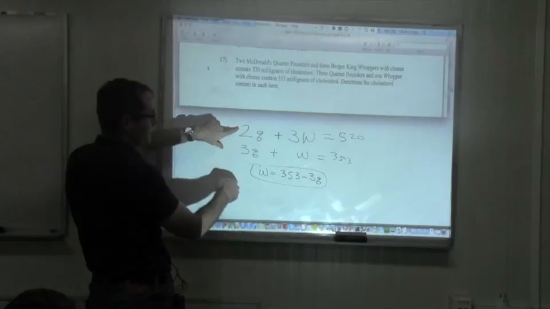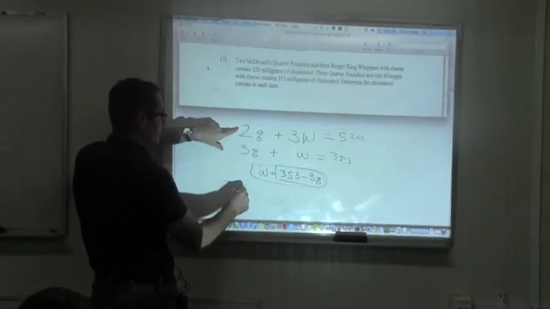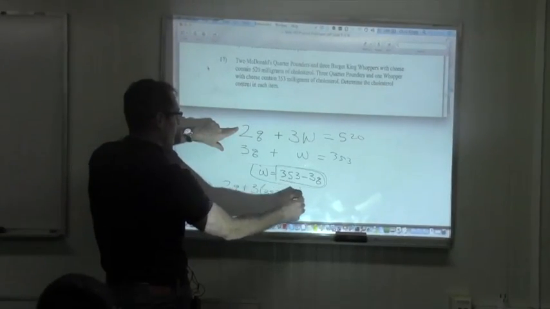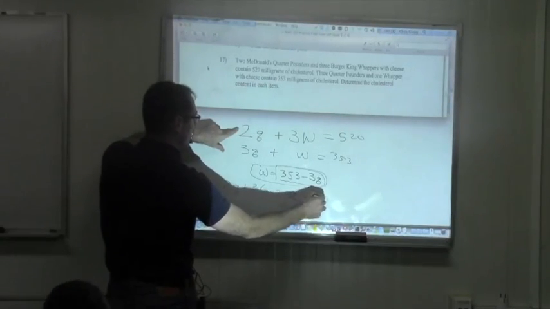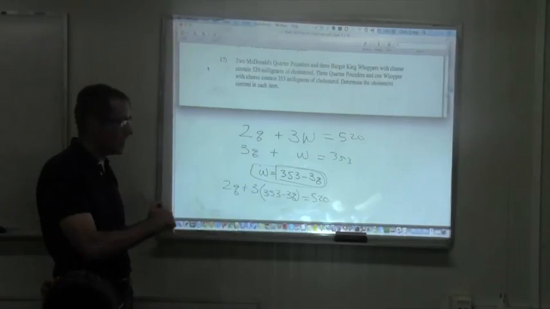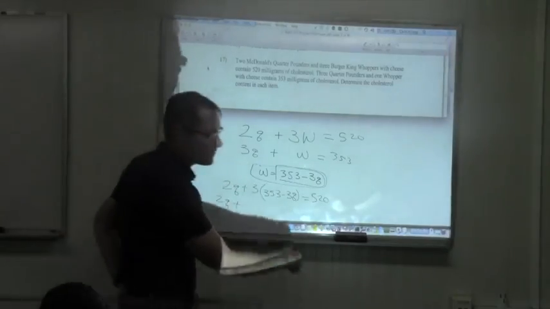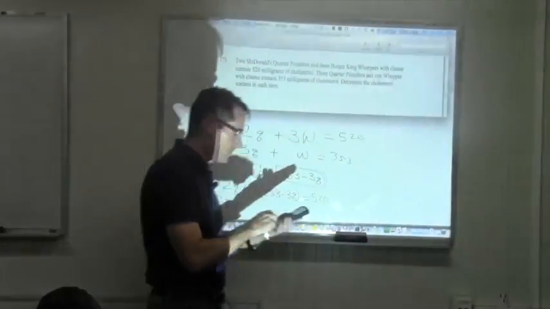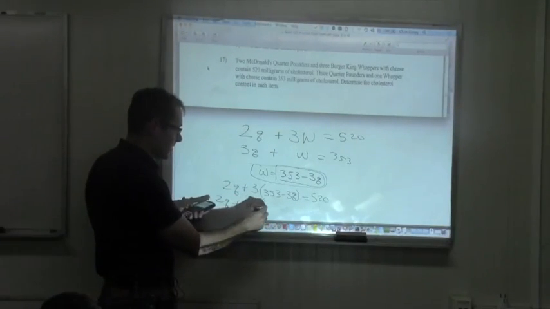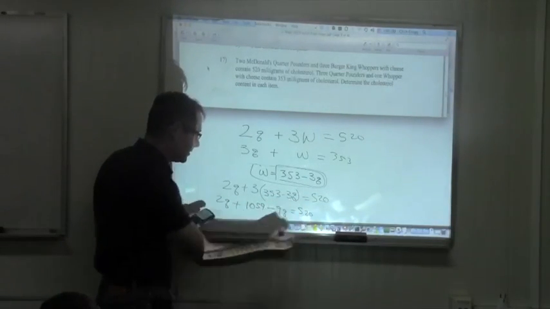I saw a W up here, I would plug this in. So 2Q plus 3 times 353 minus 3Q equals 520. Then I would solve. 2Q plus 3 times 353, and you have to distribute through this. 3 times 353, 1,059 minus 9Q equals 520.